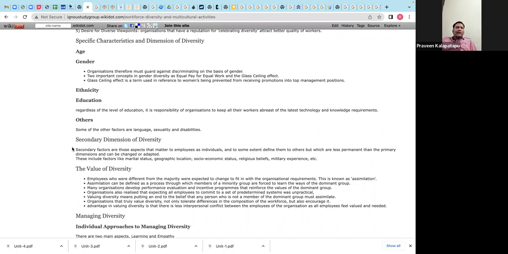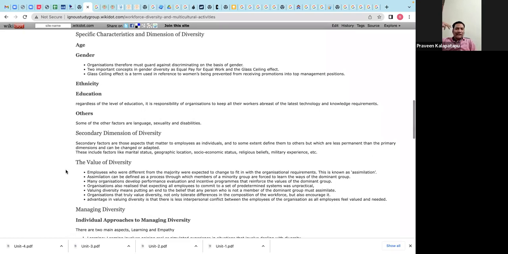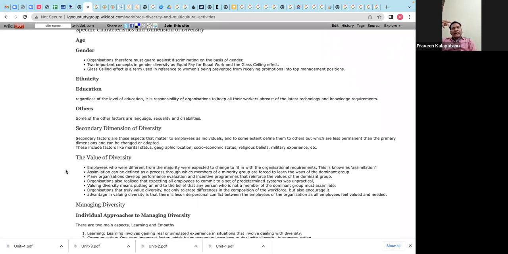When it comes to gender, there are various concepts which are prevailing. One is equal pay for both genders, and there is also something called the glass ceiling effect. The glass ceiling effect is nothing but having a notion that women cannot do this, or that they might not be the right fit for top management. Those kinds of notions are called the glass ceiling effect, and those notions need to be prevented.